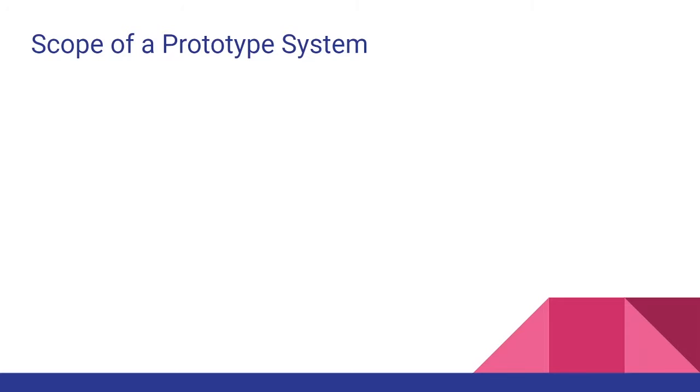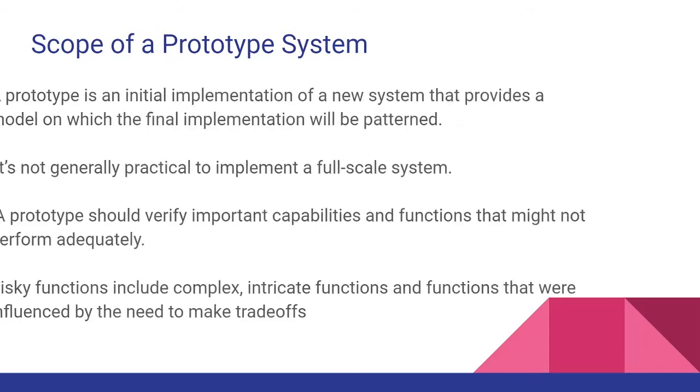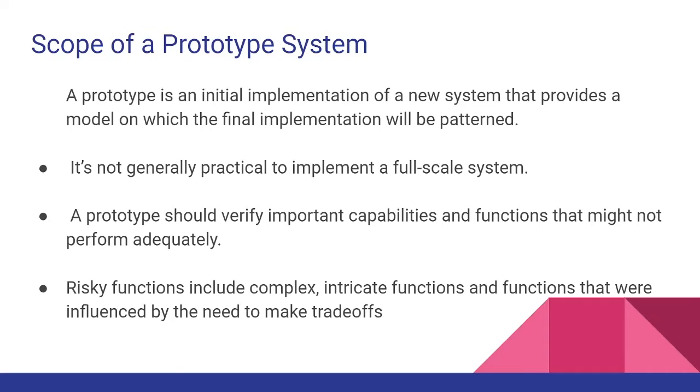Scope of a prototype system. What is a prototype system? A prototype is an initial implementation of a new system that provides a model on which the final implementation will be patterned. It is not generally practical to implement a full-scale system. A prototype should verify important capabilities and functions that might not perform adequately. Risky functions include complex, intricate functions and functions that were influenced by the need to make a trade-off.